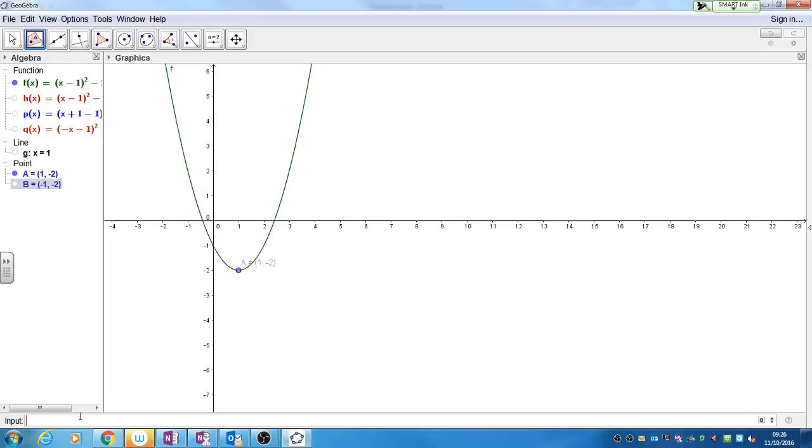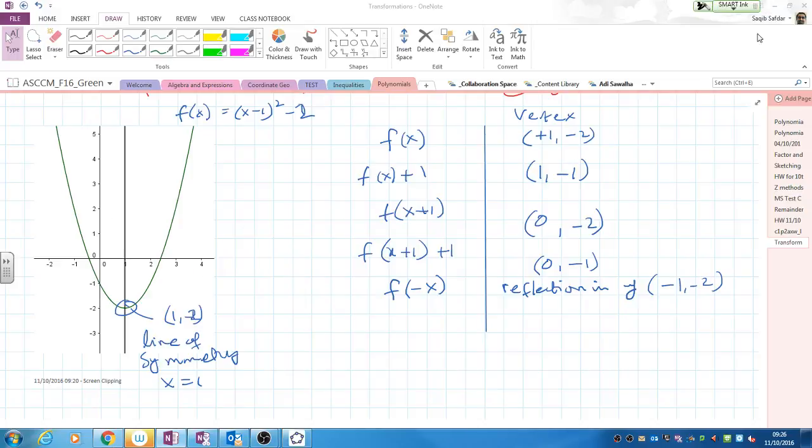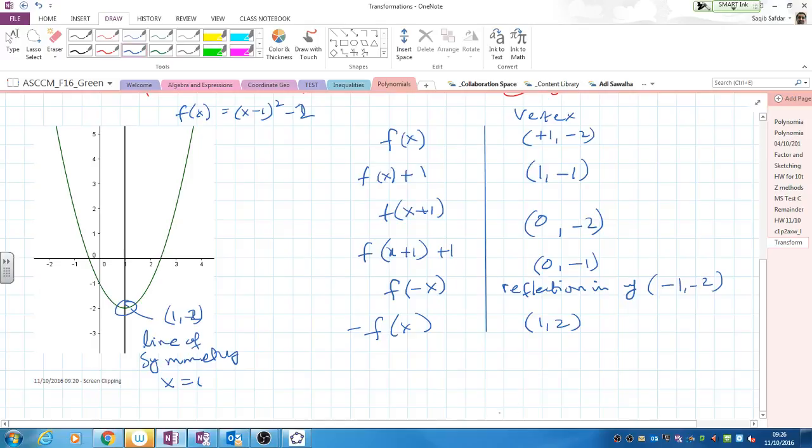Now, what if I did a minus outside the f of x? What's that going to do? Right, and then what happens to the coordinate 1, minus 2? Goes minus. Wait, no, 1, 2. Yeah, you're right. 1, 2, and you can see over here you get 1, 2. Okay, so let's put that in as part of our notes. So you've got minus f of x, and our vertex now becomes 1, 2. Capiche?